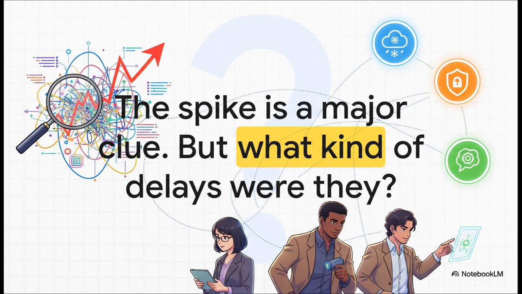Now this pattern is a huge clue, but it's not the final answer. A good data detective's next question is always, okay, but why? The data actually has different categories of delay. Was it the weather? Was it security? Something else? We gotta dig deeper.